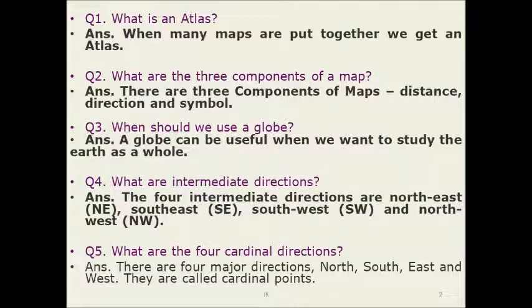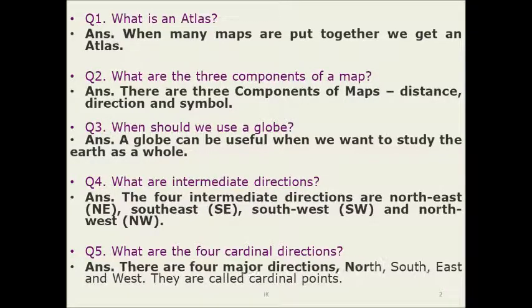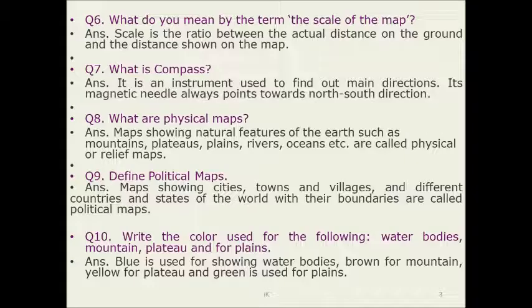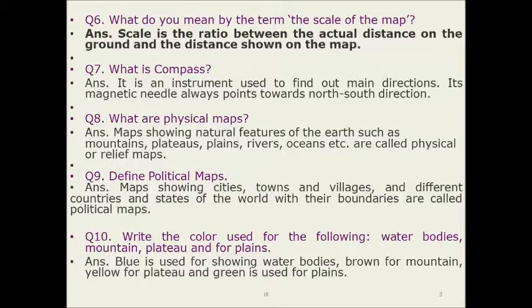Question number 5. What are the four cardinal direction? Answer. There are four major direction: north, south, east, and west. They are called cardinal point. Question number 6. What do you mean by the term the scale of map? Answer. The scale is the ratio between the actual distance on the ground and the distance shown on the map.